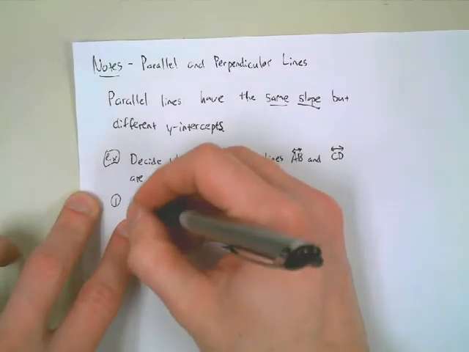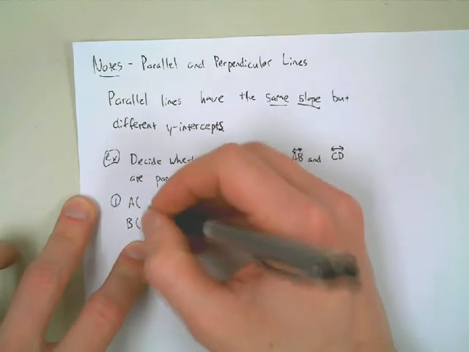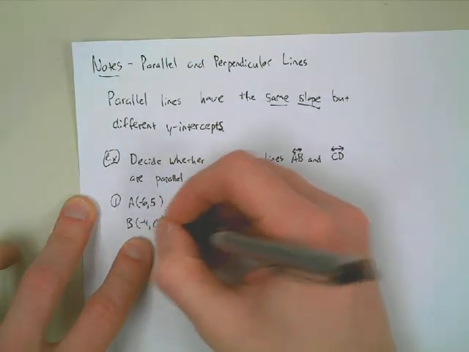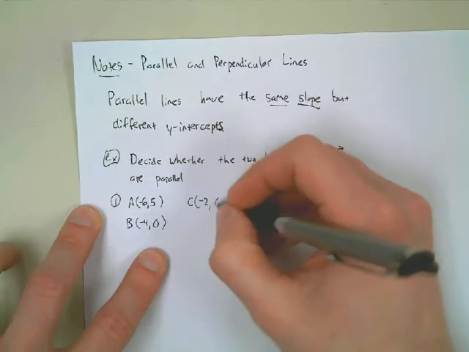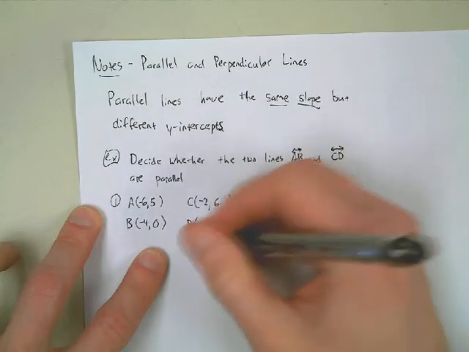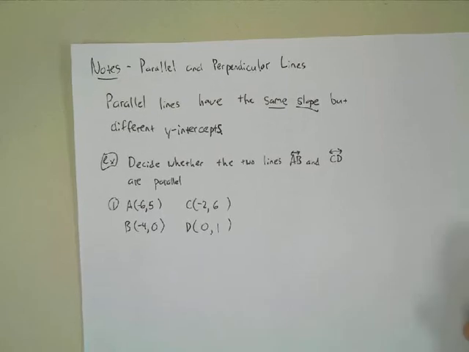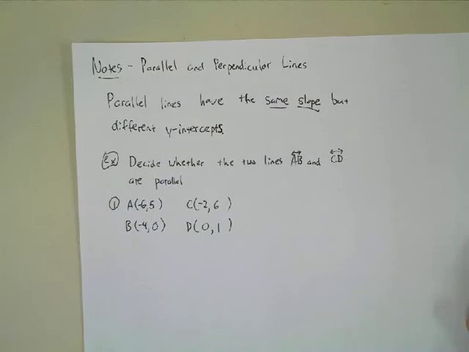So I'll give you the coordinates for point A and point B, and then point C and point D. And so we're going to then try to decide whether these two lines are parallel. All right. So I'm not even going to plot this.